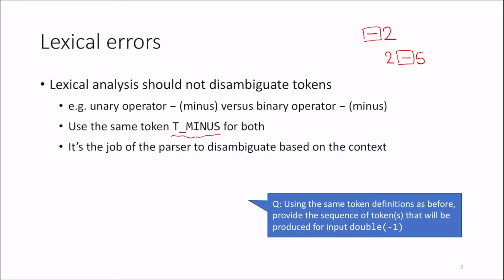So a question for you to work out to see if you're understanding the material is, using the same token definitions as before, provide the sequence of tokens for this input, which is double with open parenthesis -1 close parenthesis. So provide the list of tokens for that input.